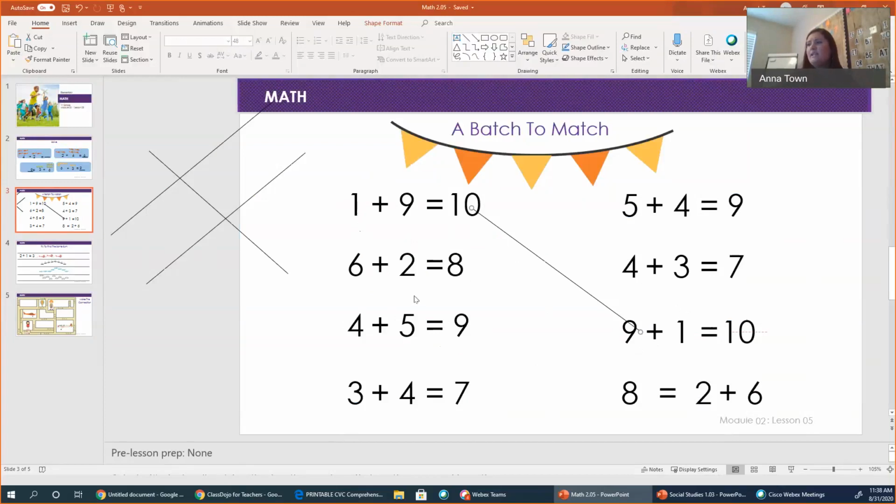Let's take a look at this one. 6 plus 2 equals 8. Which of these equations would be the match to 6 plus 2 equals 8?